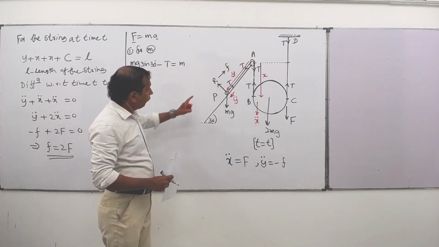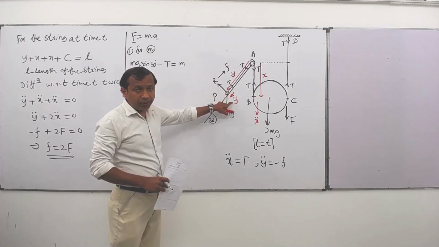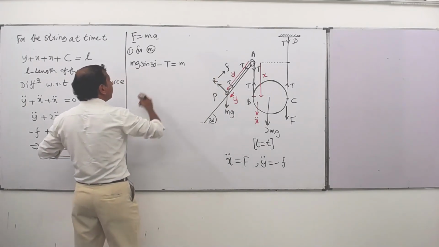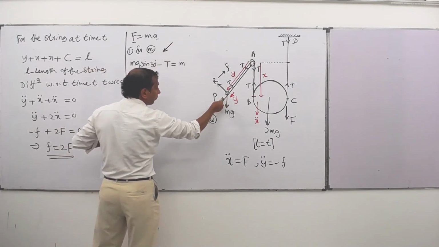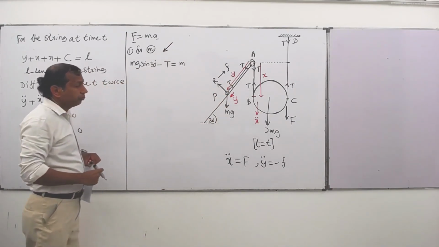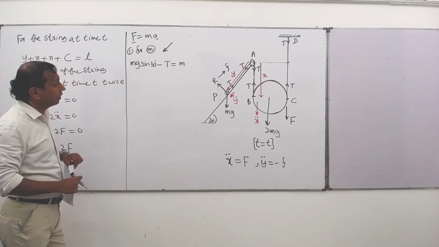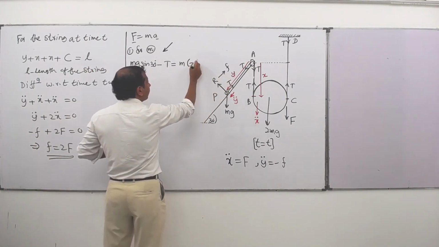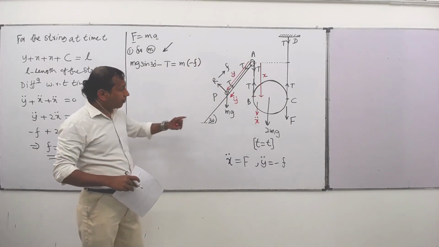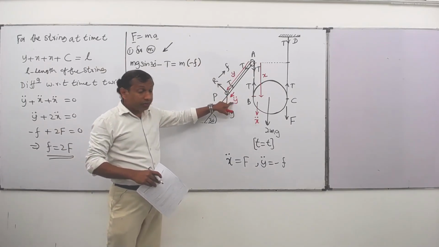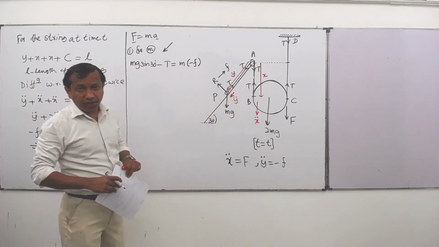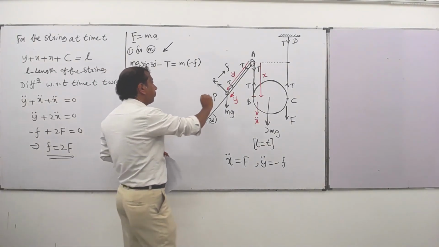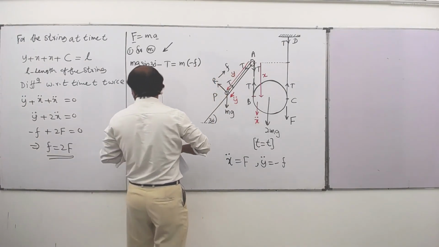Right? If you don't substitute f, if you substitute y double dot, also correct. I'll substitute this f. We apply F equals ma for m, this direction. mg sin 30 minus T equals m times, I'll put f, it is minus f. And if you substitute in terms of y double dot, since its direction is this direction, you have to put plus y double dot. Right? If you put f, since its direction is this, minus f. This is the first equation.